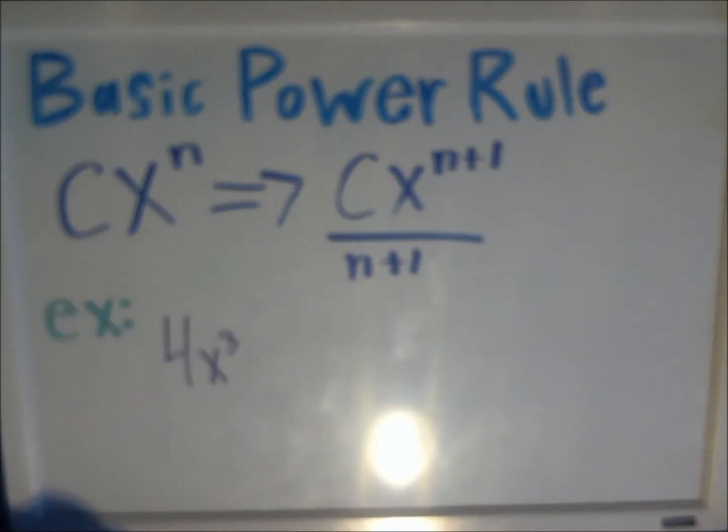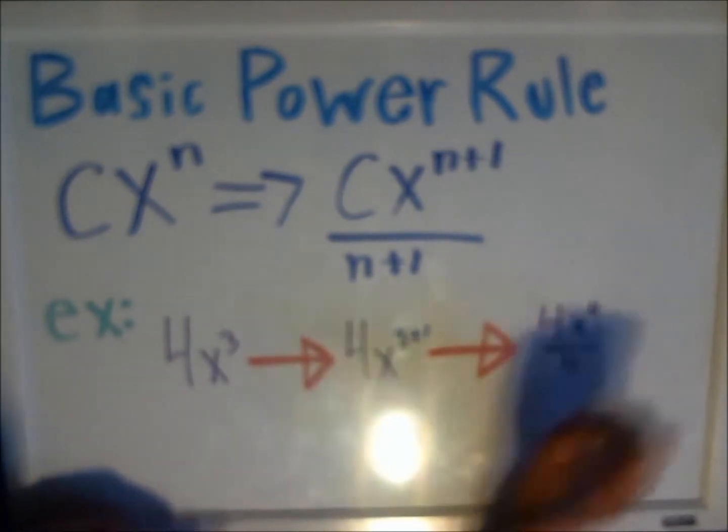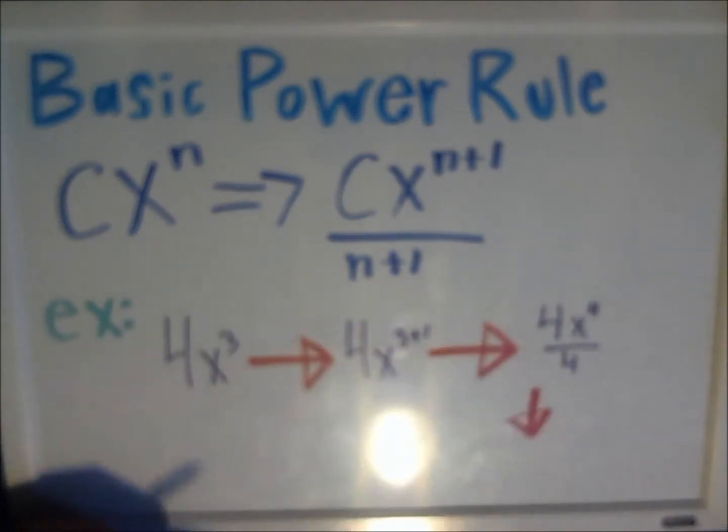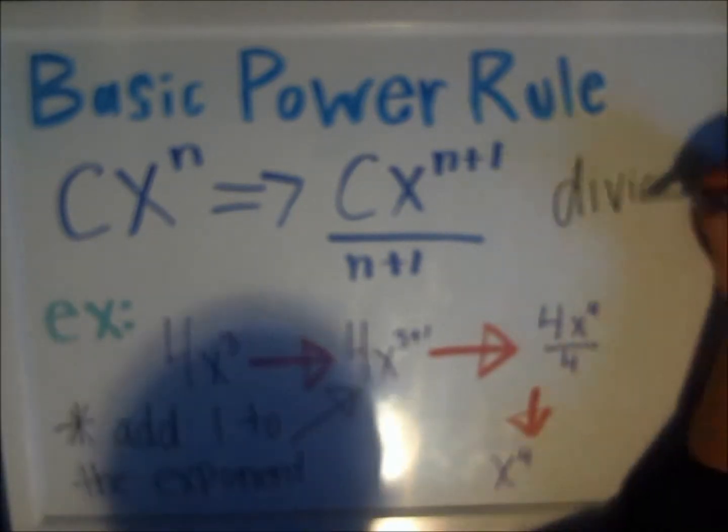So you have 4x to the third. Add 1 to the exponent, so that's 4x to the fourth, and then divide by the new exponent. So 4x to the fourth over 4, which equals x to the fourth. And there you go.